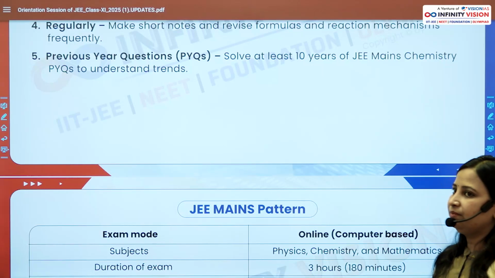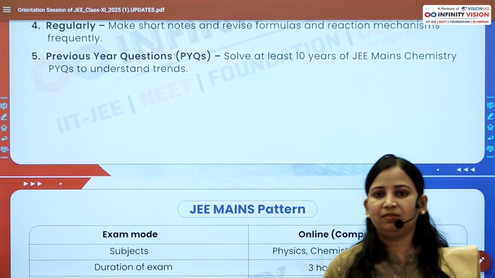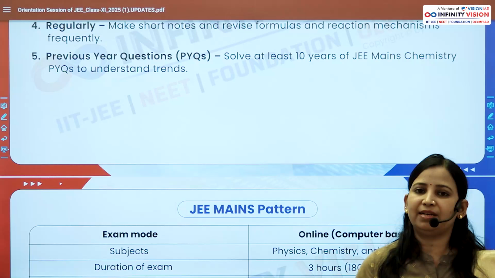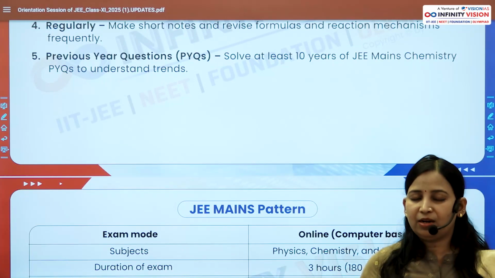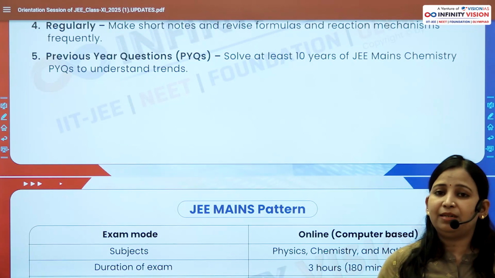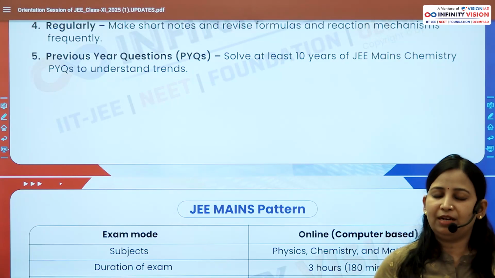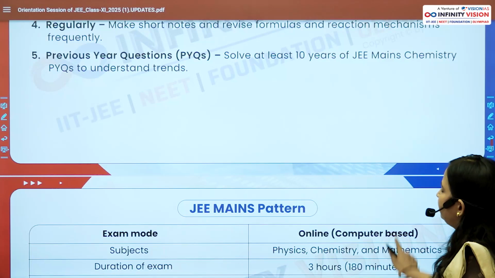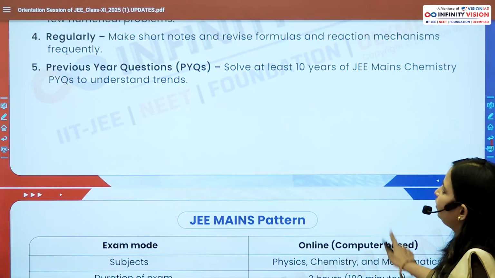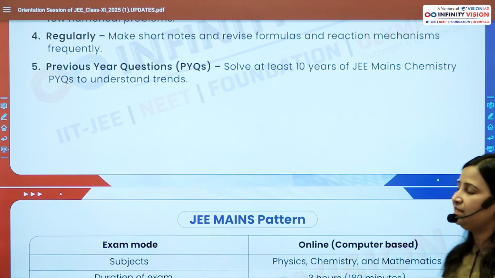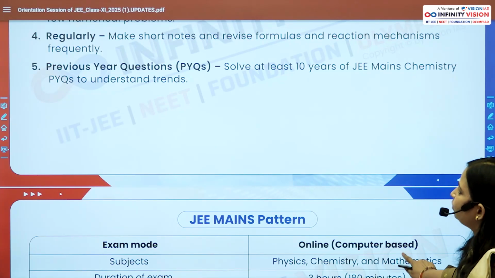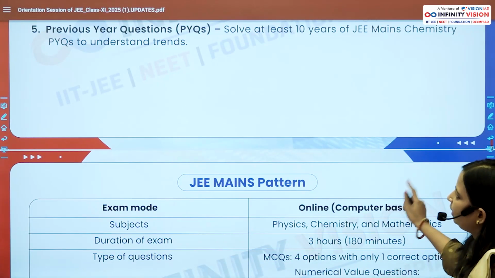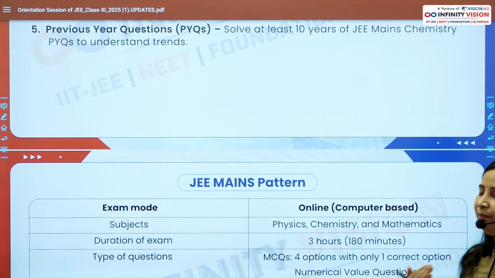And also some numerical type answers, in which you have to report the answer as an integer, are asked, which can be done by applying the concept which you have read. Okay. Now also there is a good habit of making short notes and revising these formulas regularly, so that you can recall them whenever there is a question based on that.